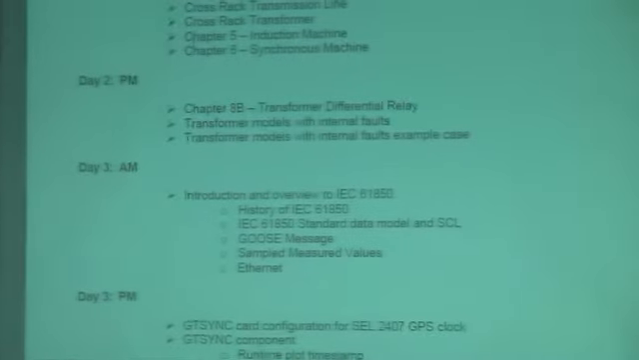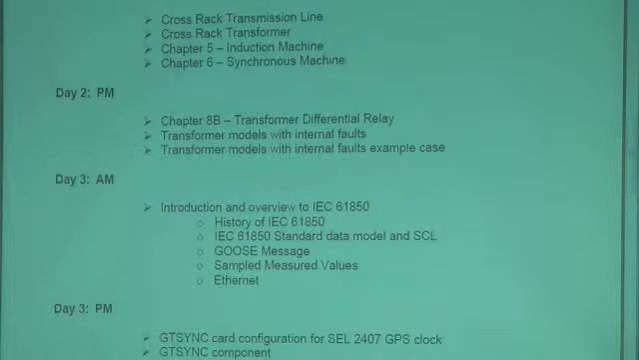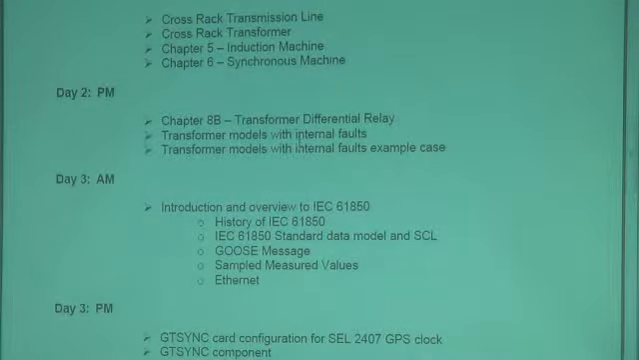We're going to look at Chapter 5 and quickly go through Chapter 6, and then we're going to look at Chapter 8b, which is a controls component case that models a transformer differential relay. So it introduces how you can build relay algorithms using discrete components. And then we'll look at a transformer model with internal faults, where you can fault a certain percentage of the winding.